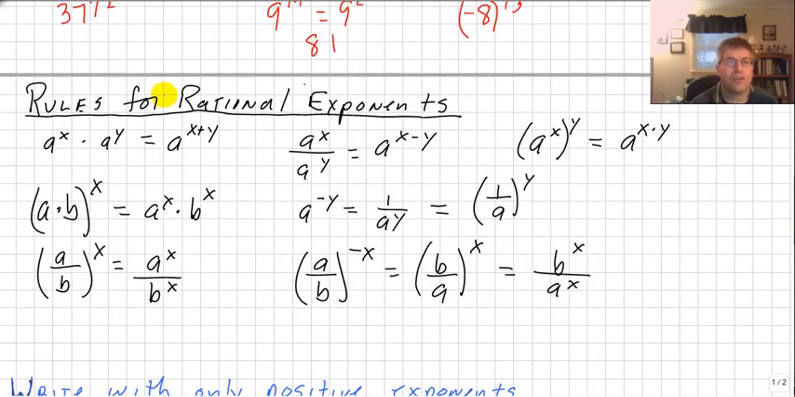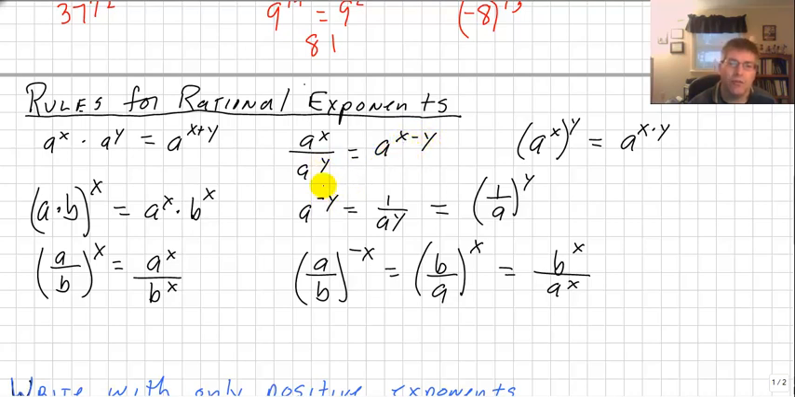Here are the rules for rational exponents. This will look a lot like your rules for the laws of exponents. The first one here, a to the x times a to the y. We have the same base a. Power times a power. We simply add the exponents, a to the x plus y. A to the x divided by a to the y. Now again, we have the same base a. So we have a power divided by a power. So we subtract the exponent in the denominator from the exponent in the numerator. So a to the x minus y.